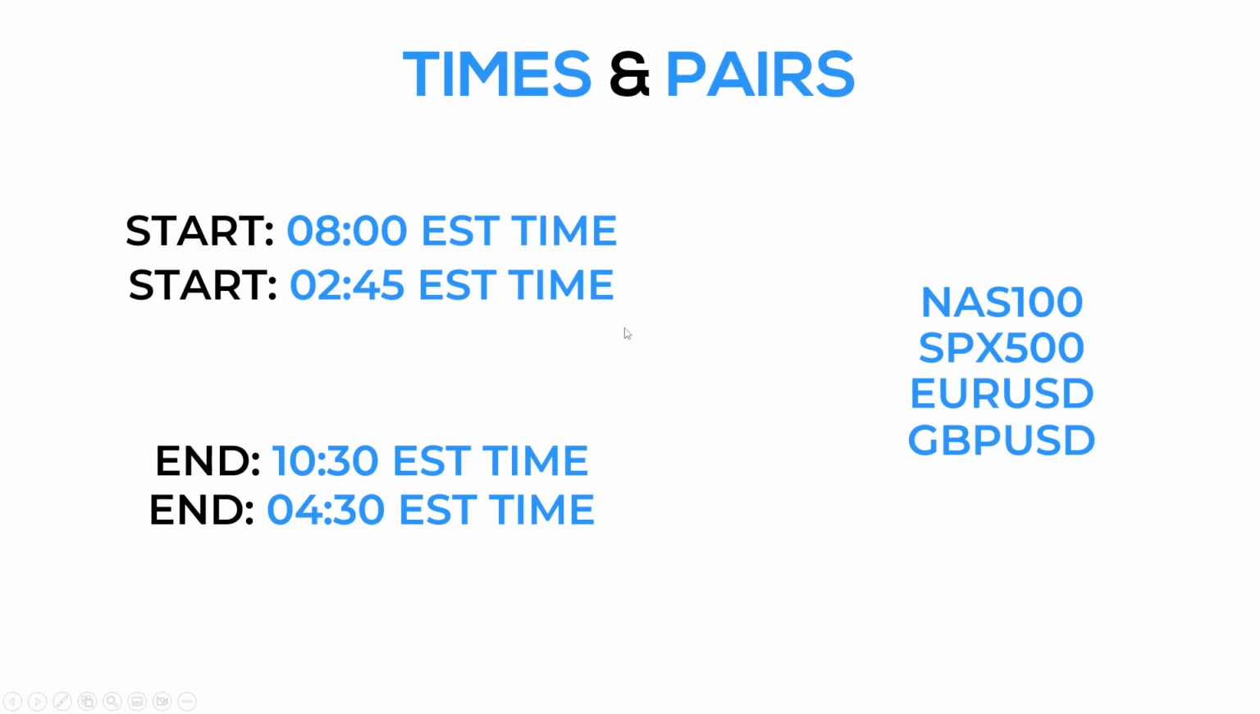Now, when it comes to the pairs you can trade, ICT Sun mainly trades indices, but you can also trade some FX pairs like GBPUSD and EURUSD. Again, these are the pairs that I've tested. I highly recommend you guys go and do your own testing on all of these pairs. Now, just before I actually show you guys the live example, I'm gonna give you guys a full trade breakdown with some tips and tricks.